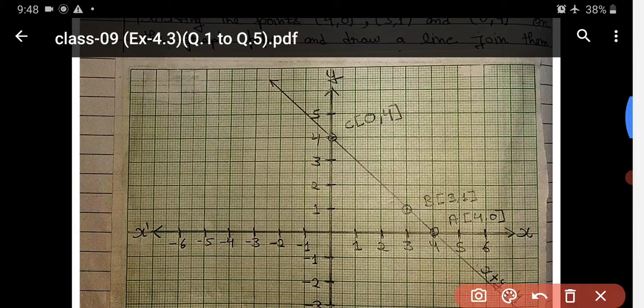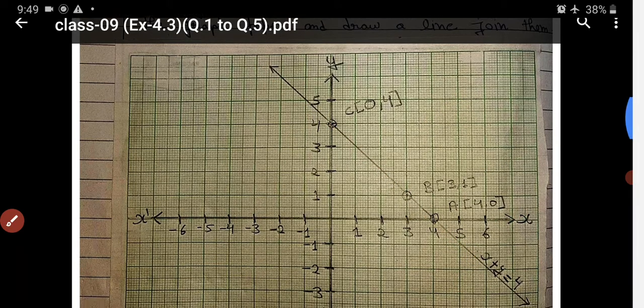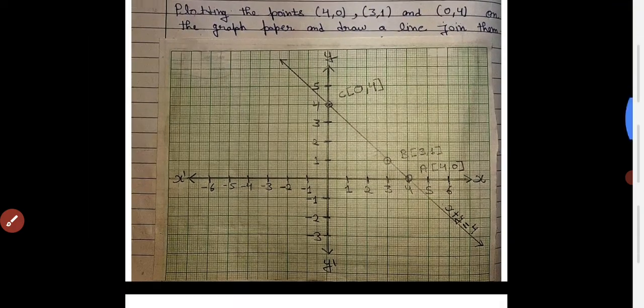And for the C point, the third point, that is 0 comma 4. So on the x axis it remains 0, on the y axis it becomes 4. Make a circle and write 0 comma 4. When you plot these three points, then what will you do? Draw a straight line which passes through the three points. Then you will get your required graph. So the required graph is drawn here.